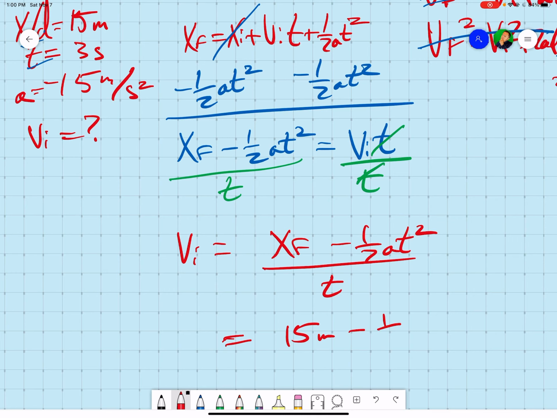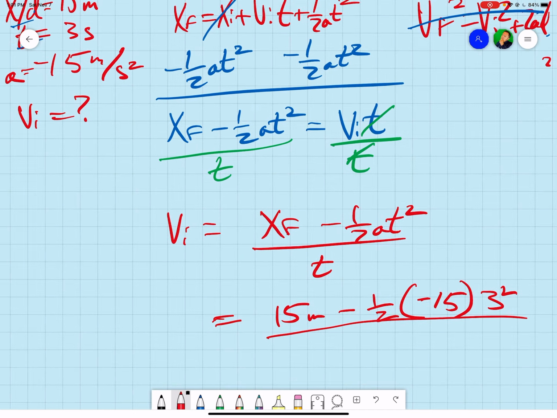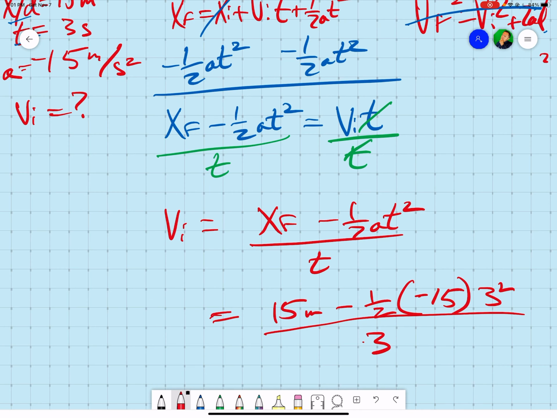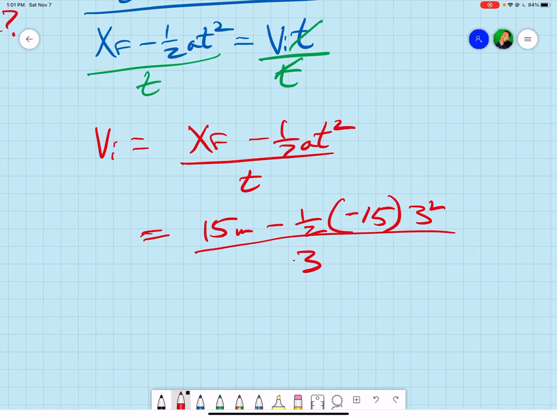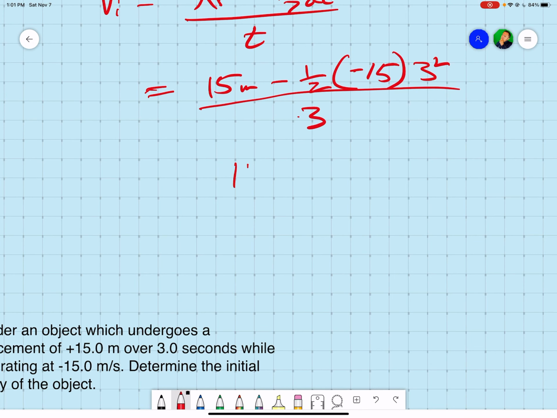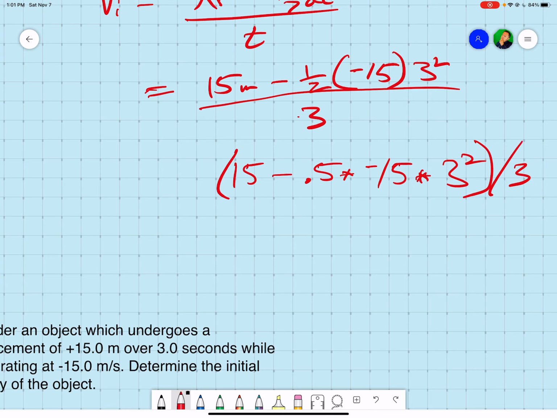My 1/2 AT squared, I have 1/2, and I would put that in as a 0.5 in my calculator, but negative 15 times 3 squared, okay? And then I have my t, and again, that's 3 still. All right? In my calculator, I probably make it look like this. Parentheses 15, because I don't like doing more than one hitting of enter in my calculator. So negative 0.5 for the 1/2, negative 15, 3 squared, close parentheses, divided by 3. That's what I'm looking for. So let's plug it in to my calculator.